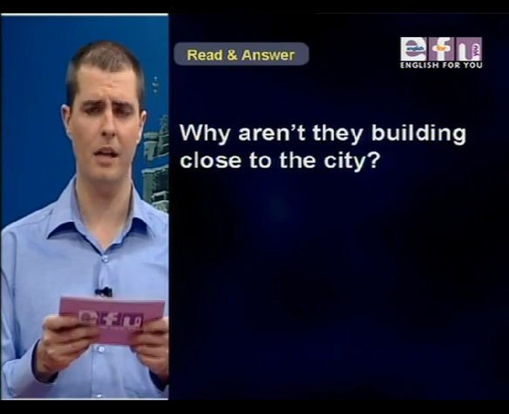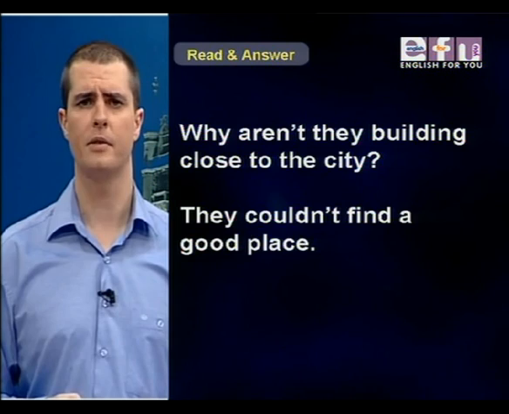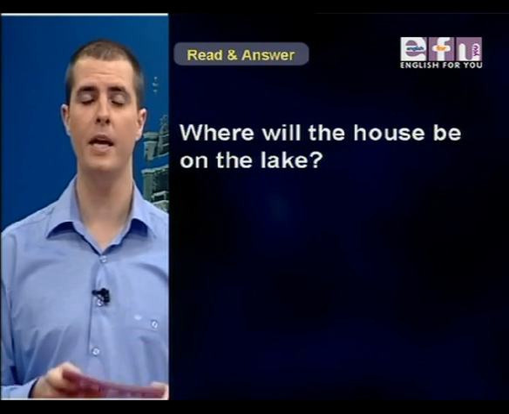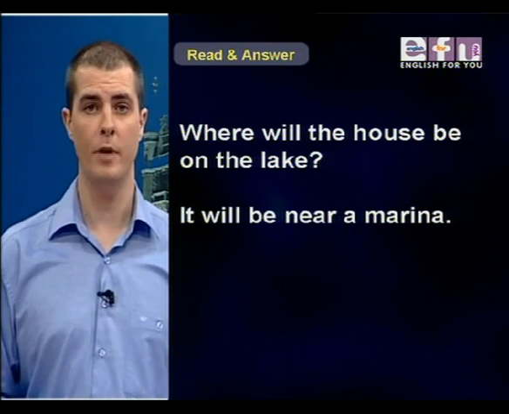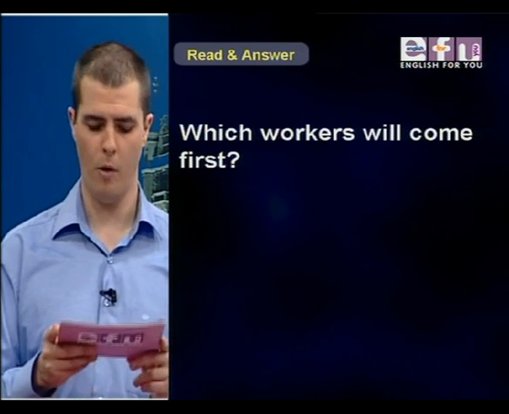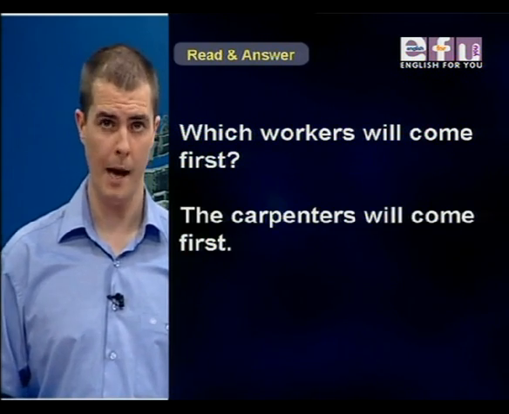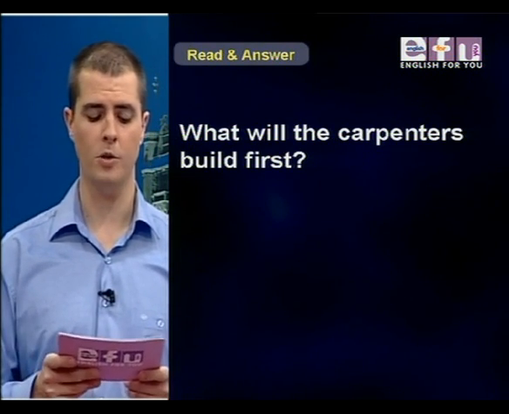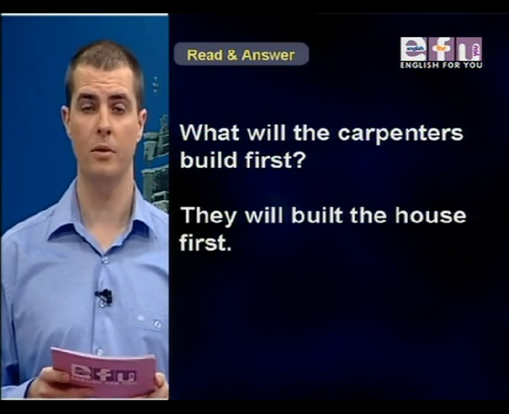Why aren't they building close to the city? They couldn't find a good place. Number 3. Where will the house be on the lake? It will be near a marina. Number 4. Which workers will come first? The carpenters will come first. Number 5. What will the carpenters build first? They will build the house first.